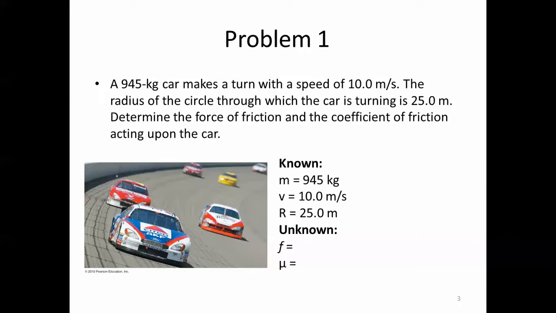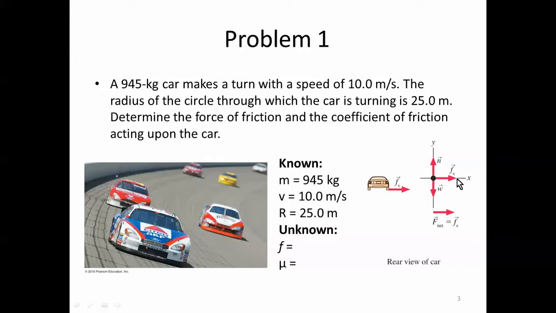For this problem, the best way to think about it is to draw your free body diagram. As the car is moving around a circle, it has the normal force holding it up and the force of gravity pulling it down. What's keeping it moving in the circle is the force of friction between the tires and the ground. And that friction acts towards the center of the circle. That is what's going to cause our centripetal force.